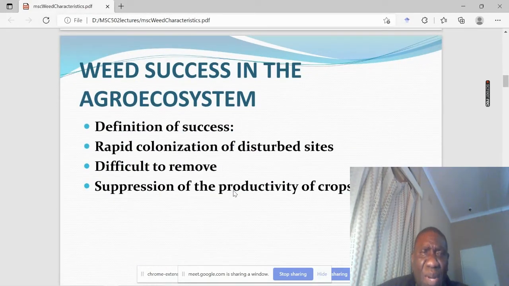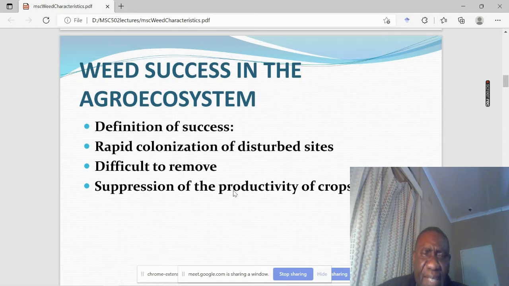Now, we want to talk about the weed success in the agro ecosystem. In other words, the agricultural fields should be very risky for ordinary plants to grow there because there's always weeding, plowing, use of chemicals, and such a highly disturbed environment can destroy plants. And you need plants which can withstand that disturbance.